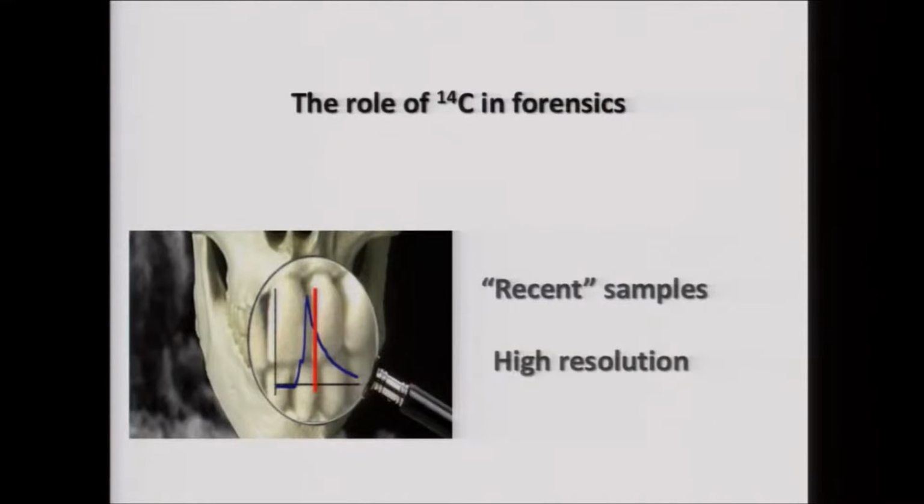When we talk of forensics, we usually have two requirements. The first is the possibility to date very recent samples, which is not so common in C14. We have a bit of a blind period in the last couple of centuries. In forensics, of course, you usually need to give good results for samples younger than 70 or 60 years. And you want high resolution, which is usually not achievable for standard radiocarbon dating, meaning dating recent samples with a resolution of the order of 1 or a few years.